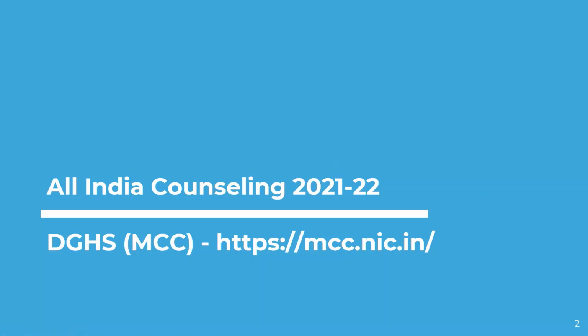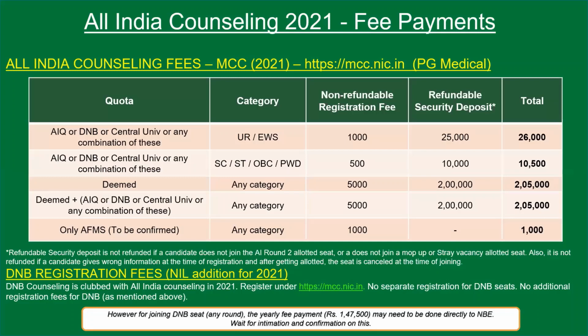You have to register at mcc.nic.in, and we'll also have a look at what is the fee that needs to be paid for each of these different quotas. When you select each of these different quotas, usually you select whether you would be interested in All India quota or DNB or a combination of multiple quotas, or Dean plus AAQ, Dean plus DNB, etc. And if you are a Central University candidate, you'll obviously select the Central University quota, because your chances are higher.